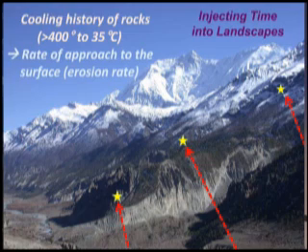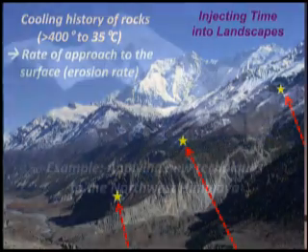We also can watch rocks come to the surface as they come up through the thermal field underneath the surface. So we look at them going from high temperatures to low temperatures through time, and we can get a general erosion rate of that surface approaching the rocks or the rocks approaching the surface, whichever way you want to look at it.